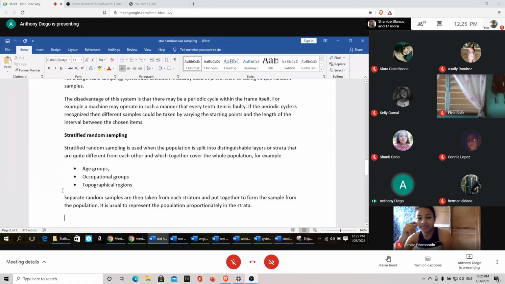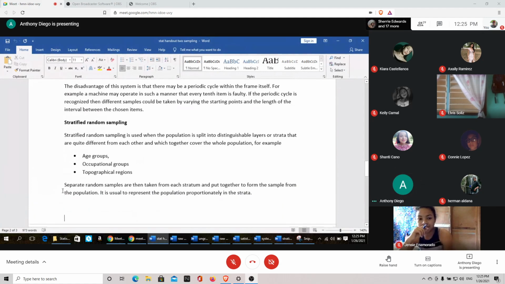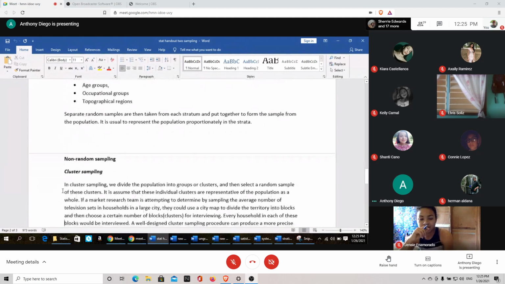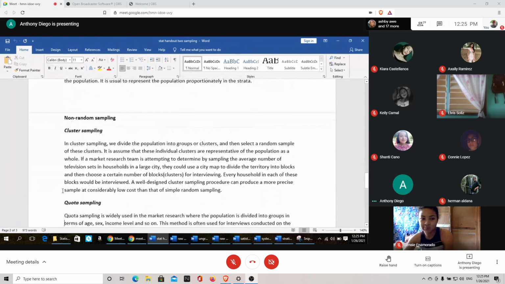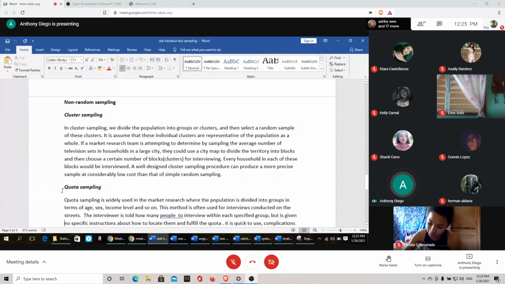So we have two non-random samplings, and these are the two: cluster and quota sampling. These are the non-random sampling. We have cluster and we have quota.